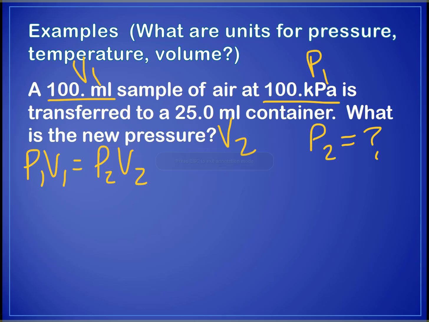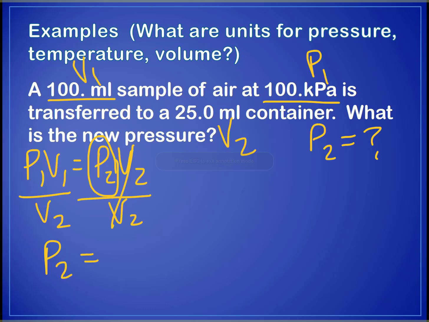So you can put your numbers directly into the formula as is and just make sure you follow the algebra rules. But I'm going to manipulate this equation. So I want to keep P2 and get it all by itself on one side. So I'm going to divide each side by V2. And that will cancel out, and I will have P2 equal to P1 times V1 over V2.